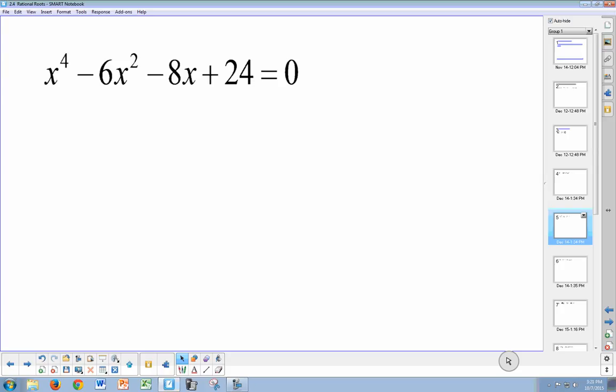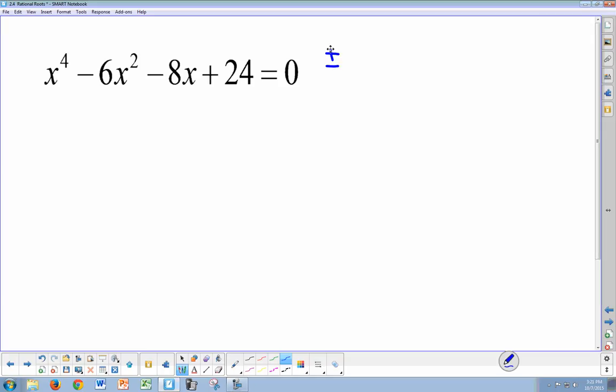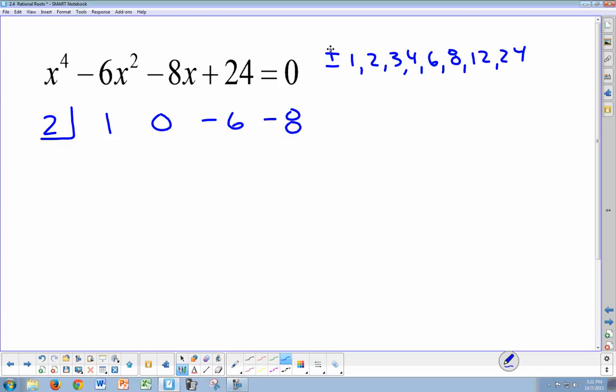We ended class with this example and we found that your possible rational roots were 1, 2, 3, 4, 6, 8, 12, and 24. We also found that the number 2 worked, so I'll just go through this as a quick review. The 2 worked, and don't forget we had to put in a 0 for the x cubed term. So 0 here, -6, -8, and then 24.